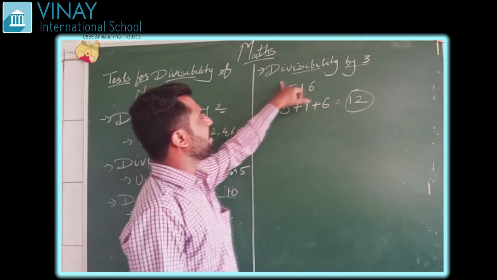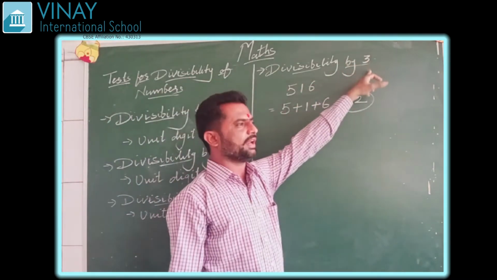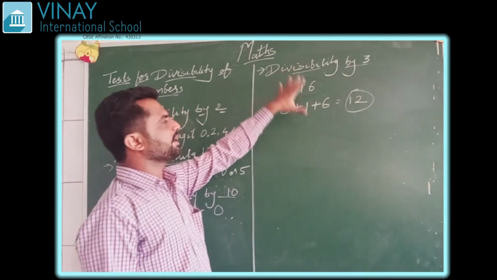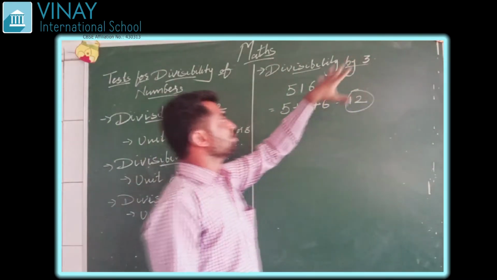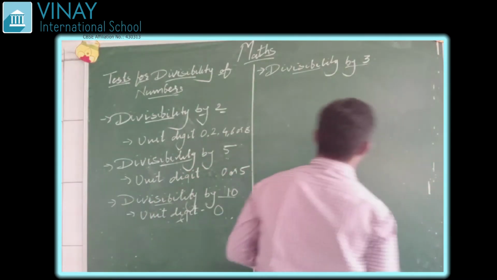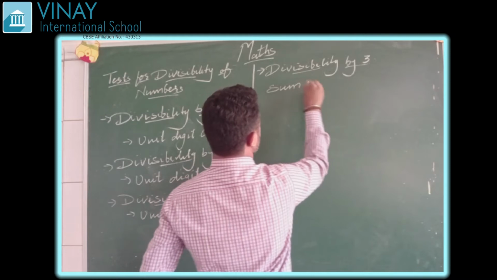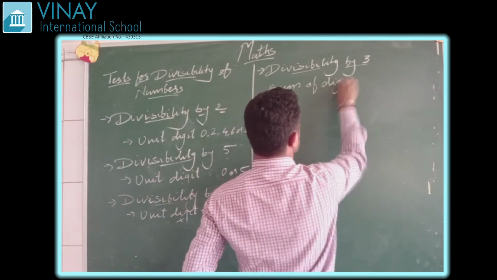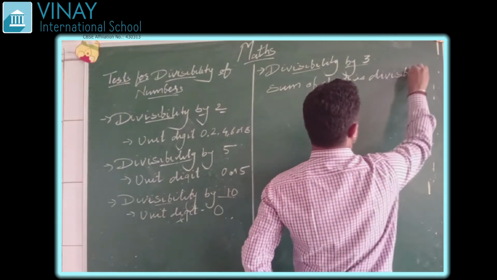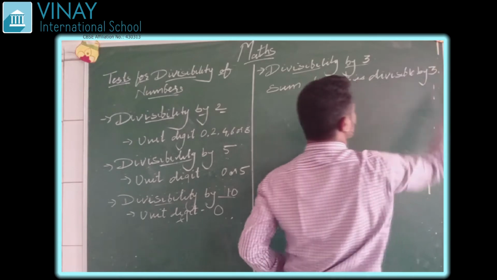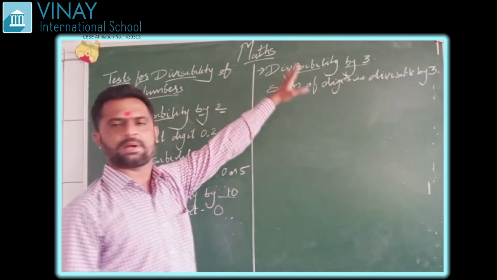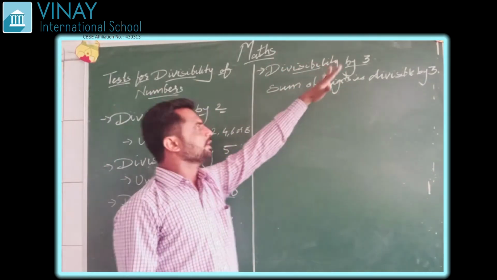So we don't have to divide 516 by 3 and find out. We just need to add the digits, find the sum and find out whether it is divisible by 3 or not. So the divisibility rule of 3 says that if the sum of digits is divisible by 3, then that particular number is divisible by 3.